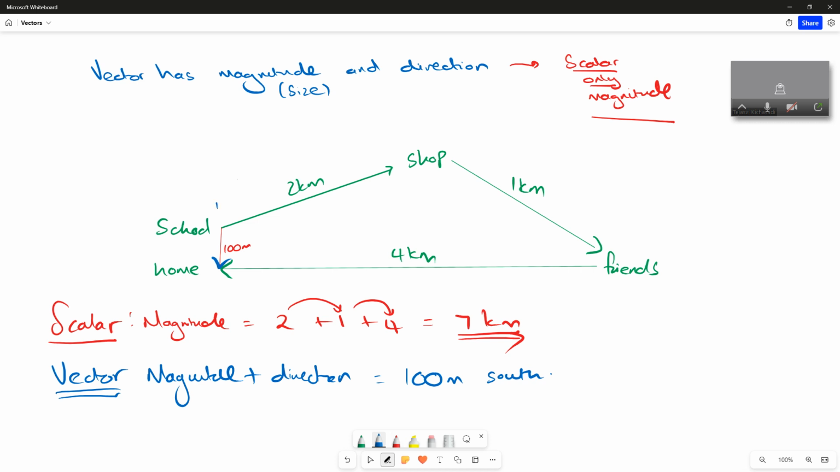I could also develop a bearing and say if this is north and this is 0 degrees, on a bearing I am basically going at 180 degrees clockwise. So south, or 180 degrees from north, or just 180 degrees. Or I could say 90 degrees south of east, which is basically south. Or I could just say south.